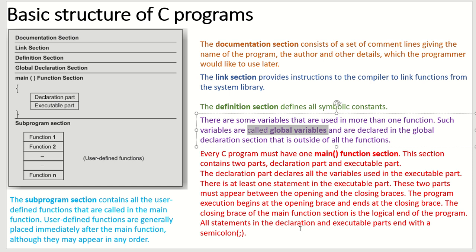All the statements in the declaration and executable parts end with what? Semicolon. And the last one is the subprogram section, that is the blue color section. The subprogram section contains all the user defined functions that are called in the main function. It means you are going to call from the main function, and the function body is written separately. The user defined functions are generally placed immediately after the main function, although they may appear in any order. So that is all about the basic structure of C programming.